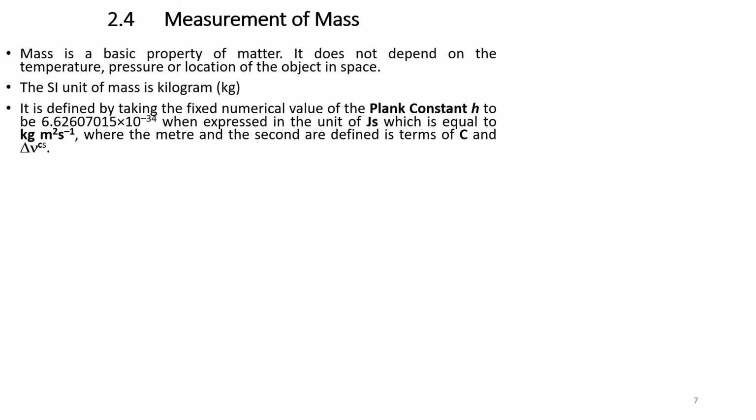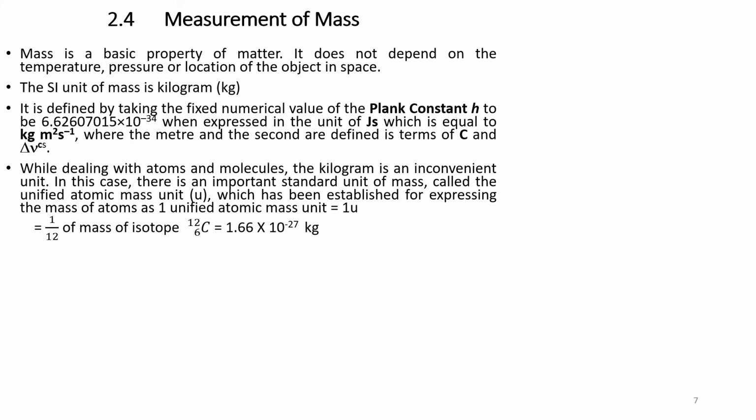It is defined by taking the fixed numerical value of the Planck's constant h to be 6.62607015 into 10 to the power of minus 34 when expressed in unit of joules, which is equal to kg meter square per second, where the meter and seconds are defined in terms of c, that is velocity of light, and frequency of the cesium.